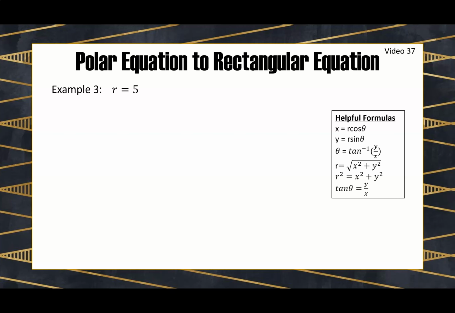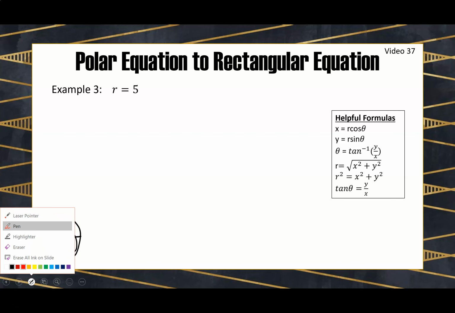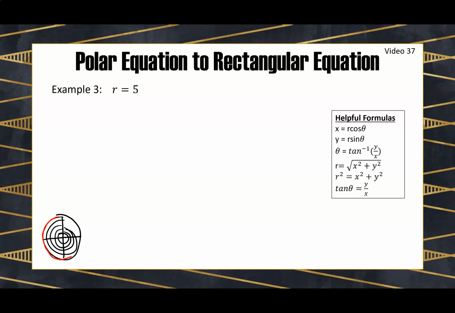Example 3 is definitely the easiest one of the group. So a radius of 5, if you think about what that looks like, that's really just going to be a circle with a radius of 5. But let's confirm that we know that that's true by using our helpful formulas. Well, here we go. We know that r is equal to the square root of x squared plus y squared. So I'm just going to have square root of x squared plus y squared, and I'm just going to have that as 5.